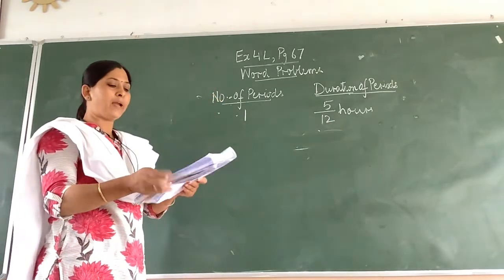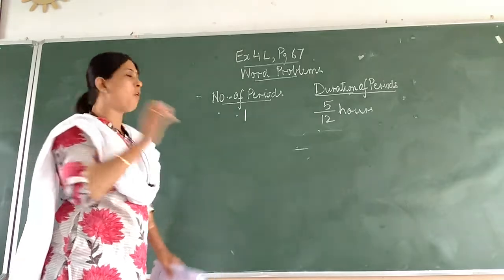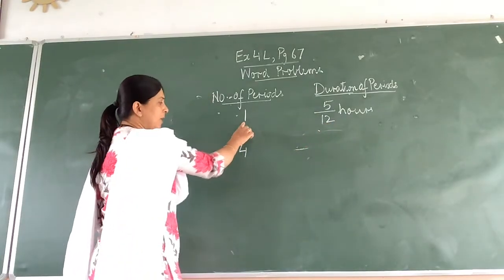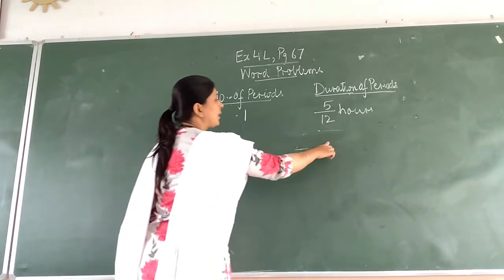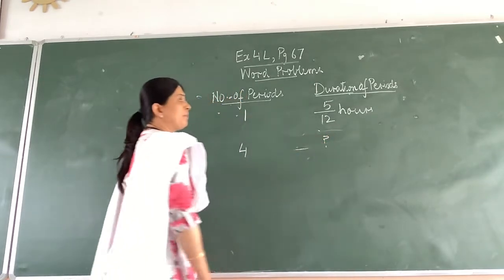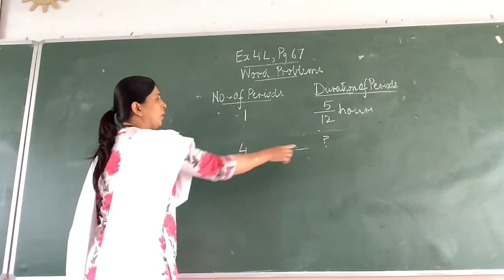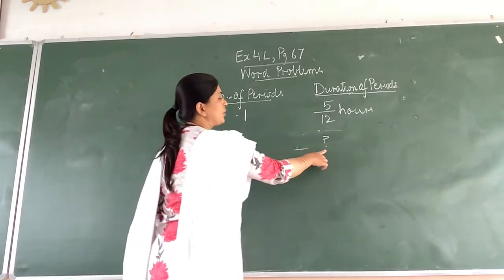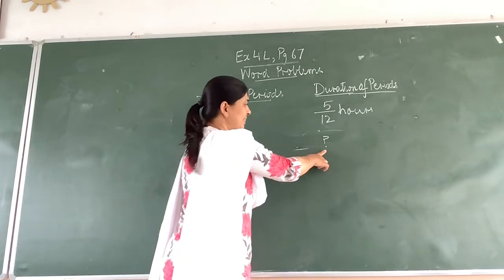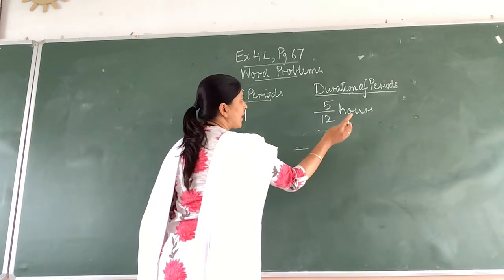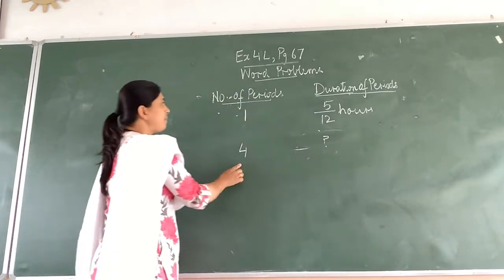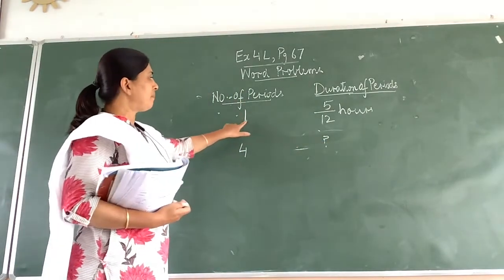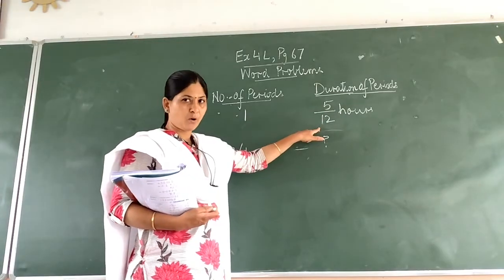Now what do we have to find? What is the duration of 4 periods? Now we know the duration of one period. Now we have to find the duration of 4 periods. See, I have put a question mark here. The question mark means we have to find the duration of how many periods? Of 4 periods.